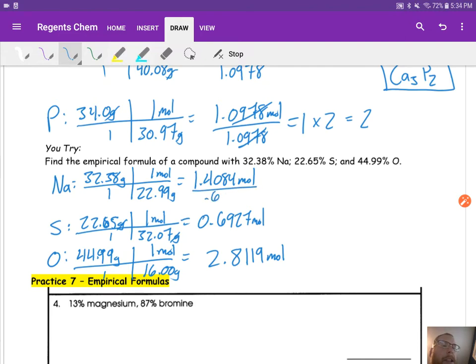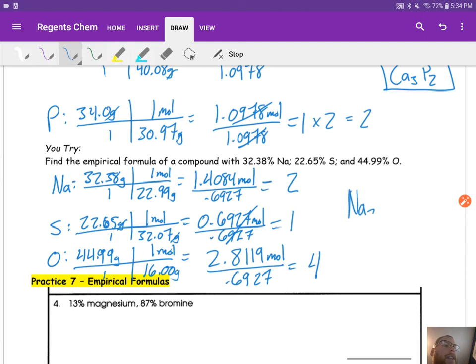All right, not last step, but next step, most important step, divide by the smallest number of moles. That's going to be 0.6927. So when I divide sodium by that, I'm going to get 2. Sulfur is pretty easy, right? Because that's just it dividing by itself. So that's going to be 1. And then the last one, 0.6927. All right, we should get 4 atoms of oxygen. So our formula would be Na2SO4. Again, you don't have to put the number 1 in there, right, when it's just 1 by itself.